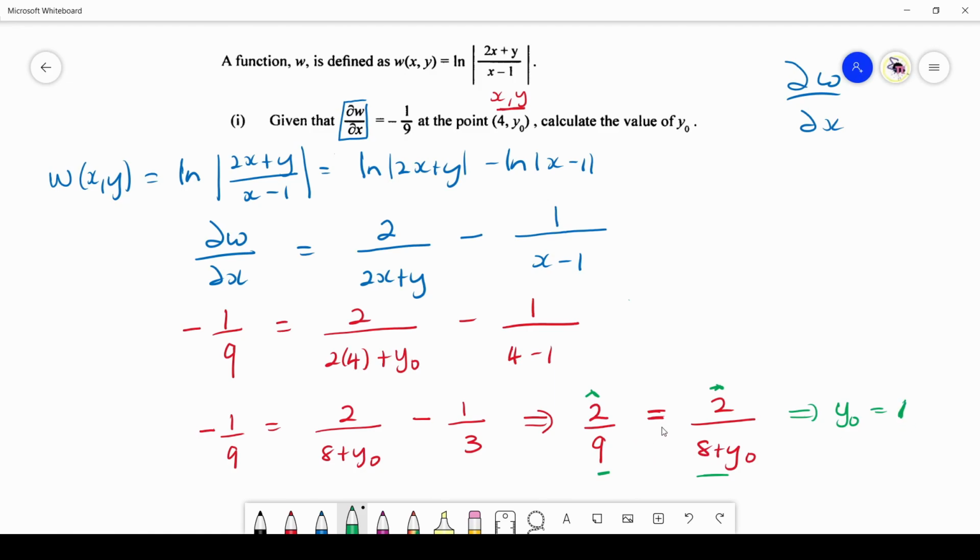Of course, you guys can do it the long way. You can choose to cross multiply and you would still get the same answer. Okay, but that's my little shortcut for this question, and that's the end. Stay tuned, we're going on to the next part soon.